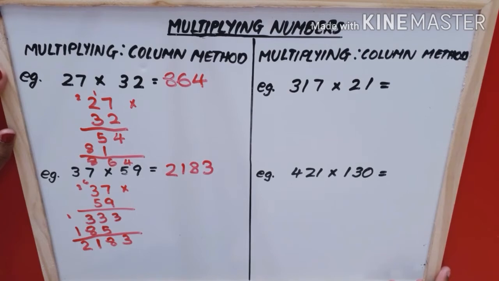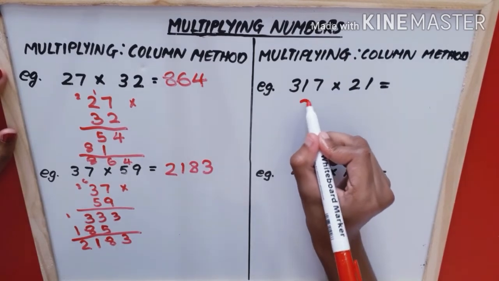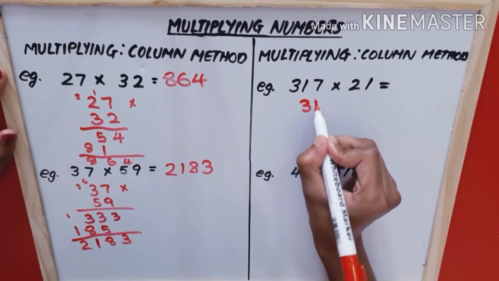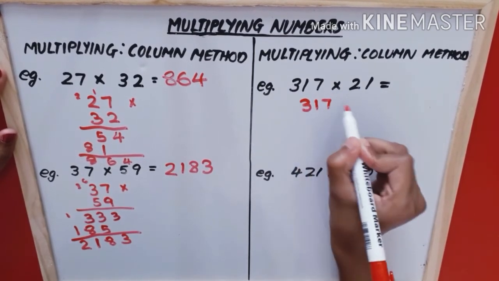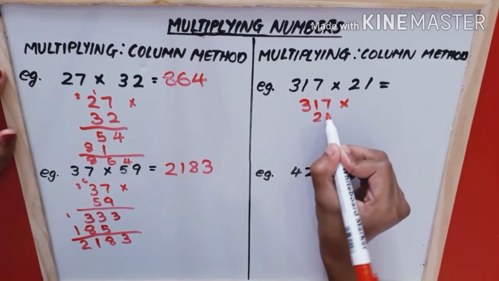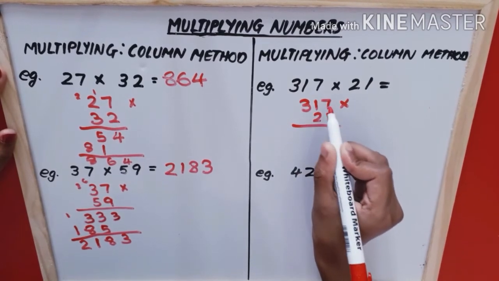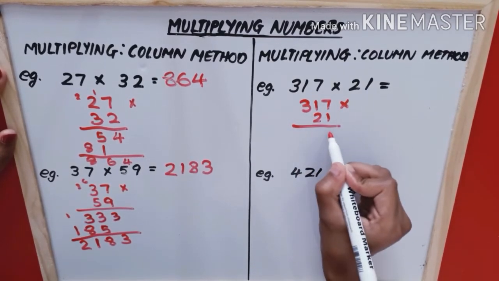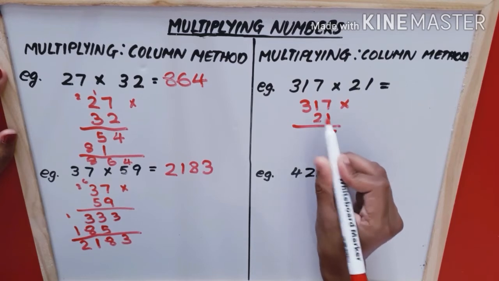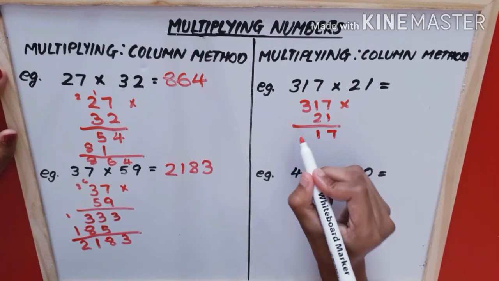So now let's have a go at some slightly more challenging questions. So this is multiplication with 3-digit numbers. So we have 317 multiplied by 21. So you write the 2 under the tens column and the 1 under the units column. So after this, you always start from the bottom right. So you do 1 times 7, which is 7. Then you do 1 times 1, which is 1. And then you do 1 times 3, which is 3.